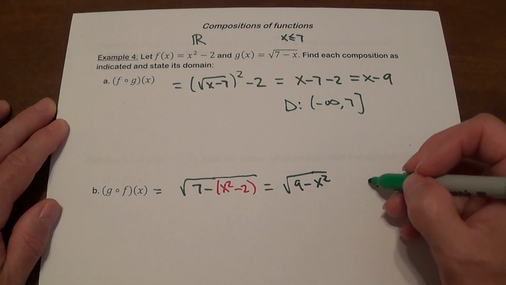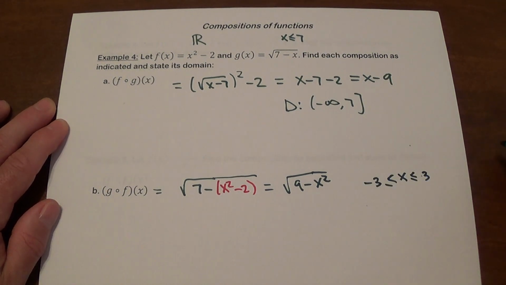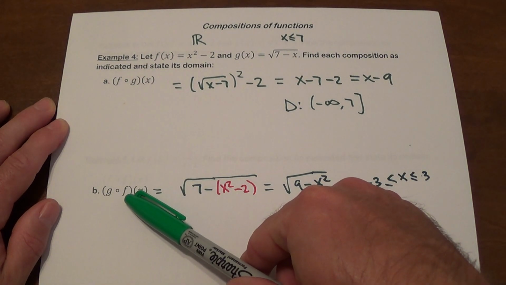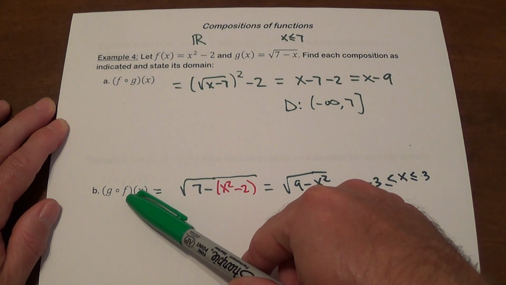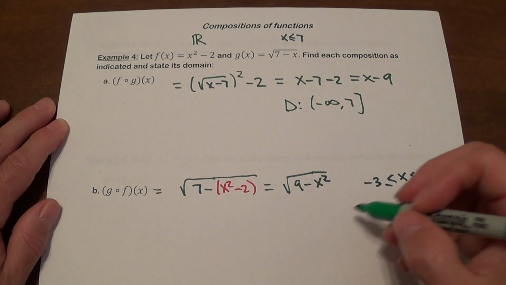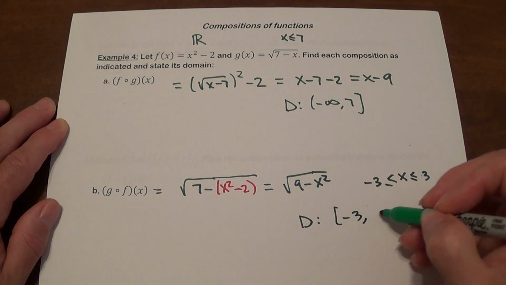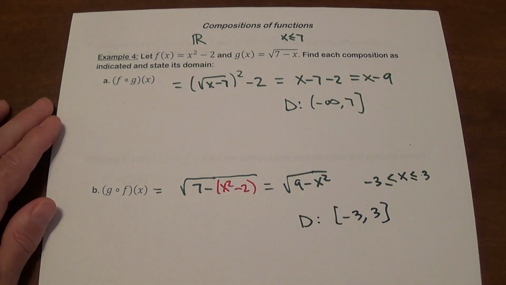to +3. Okay, and now we're going to remember that we wanted to be concerned with function f, but function f, its domain is all real numbers, so we don't have anything to worry about there. And this will be our domain, so the domain of this function is going to be from -3 to +3.